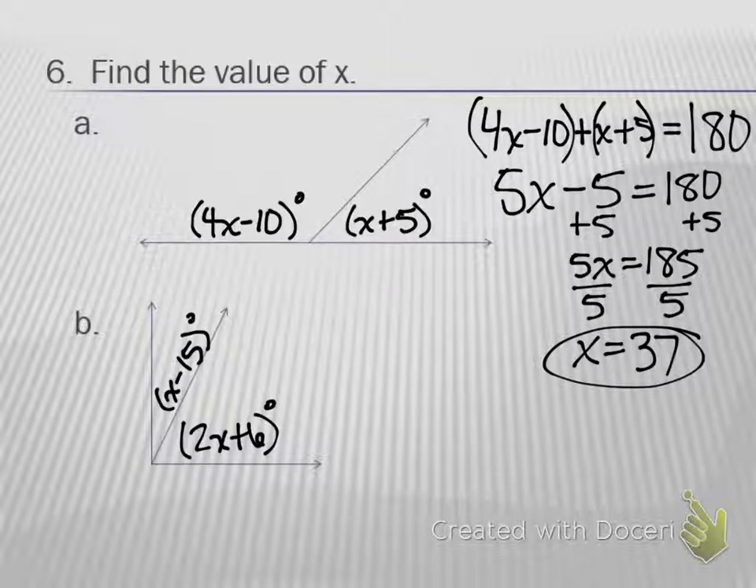Based on how we did 6a, what do you think I'm doing on 6b? The same exact thing? What would they equal? 90. Technically, we should have a little box here to really make that obvious, but that is the intention on this one. We are going to add them together: x minus 15 plus 2x plus 6. They are complementary, so they equal 90 when we add them together.